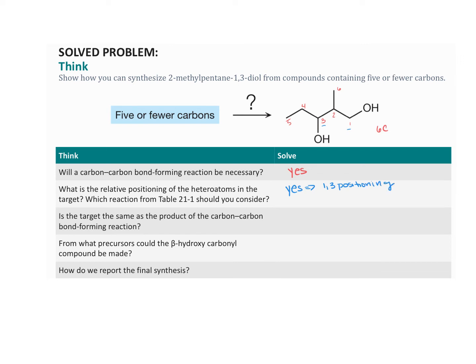Okay, and so should we consider a reaction from table 21.1? And so we go to our table, and it's actually 2 slides back, that for a 1,3 positioning, we should look at using an aldol reaction, okay? And so let's consider an aldol reaction where the product is a beta-hydroxycarbonyl compound.